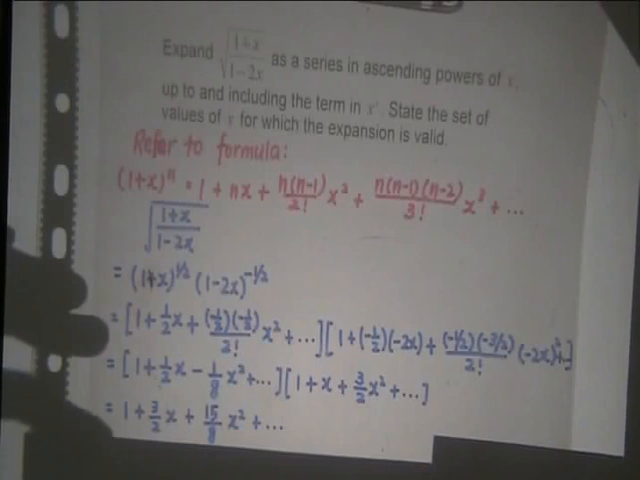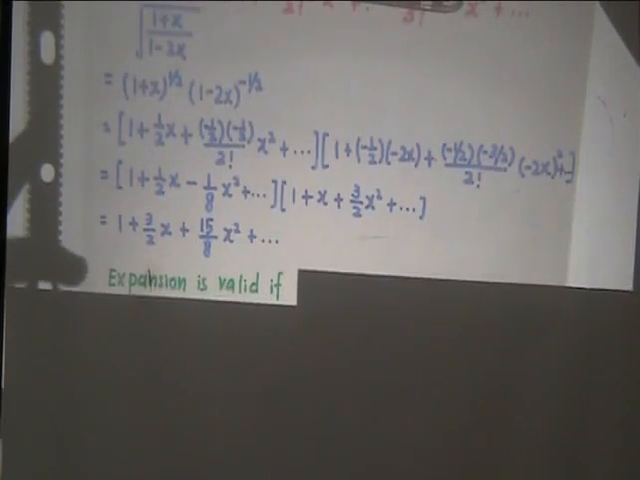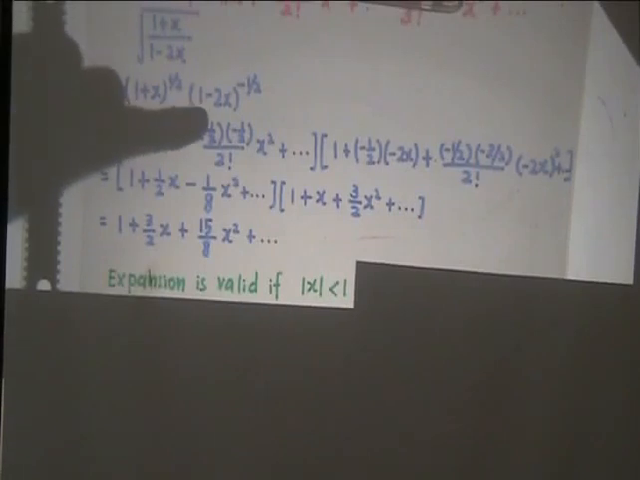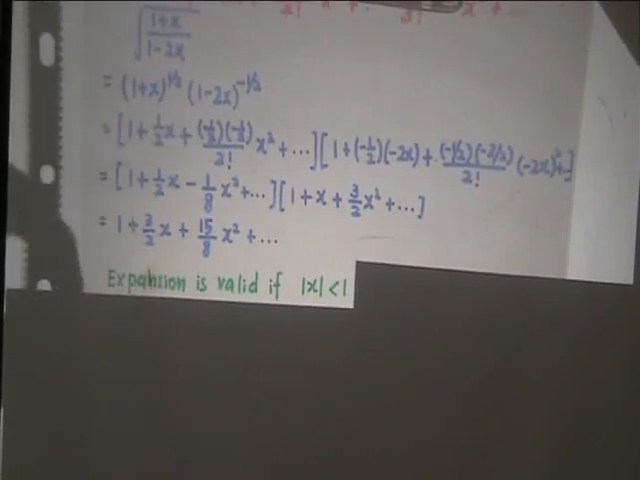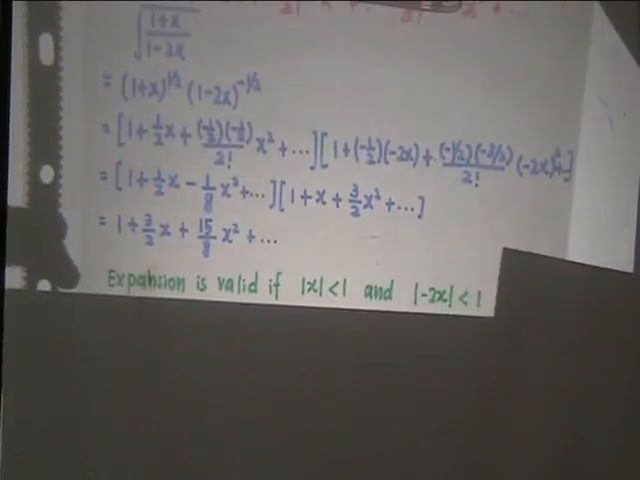Next part of the question, they ask what is the set of values of x for which the expansion is valid. For this expansion to be valid, we need to look at the set of values for both expansions. For the first expansion, (1 plus x) to the power half, the expansion is valid only when mod x is less than 1. We also need to consider the other expansion. For 1 minus 2x, the expansion is valid only when mod of minus 2x is less than 1.